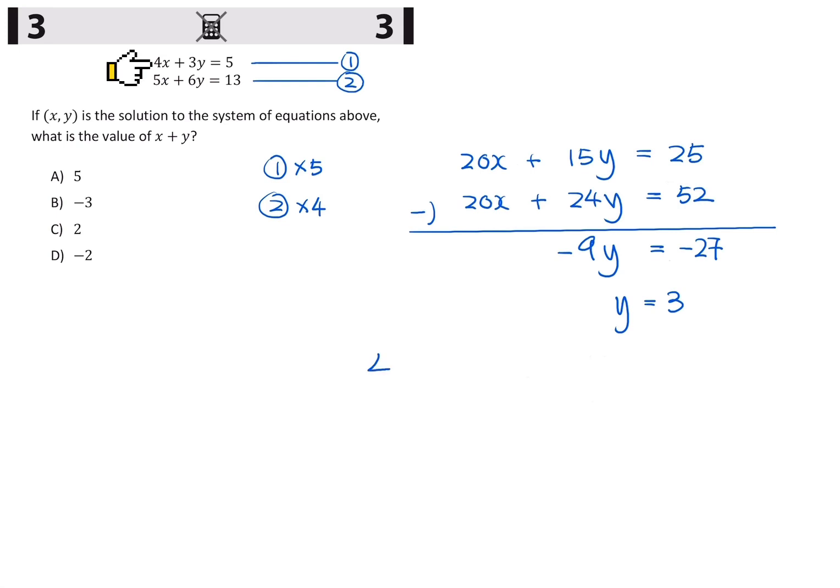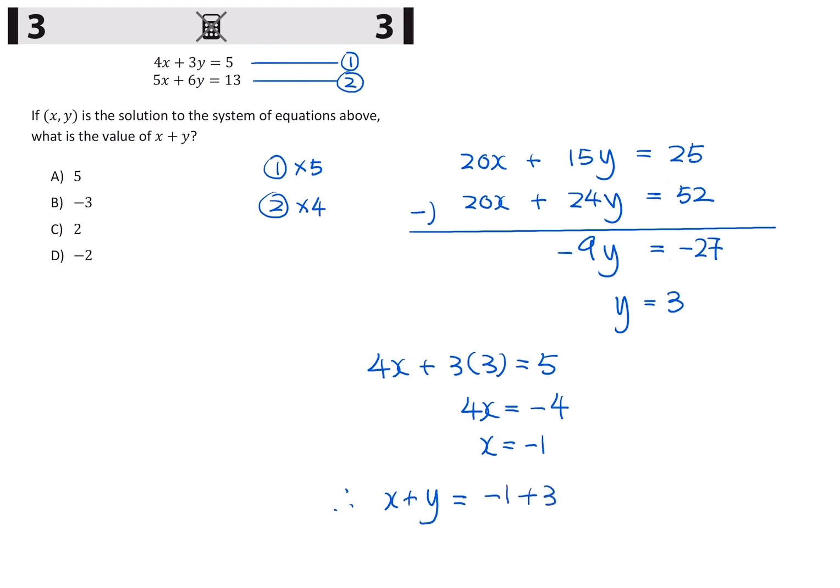Now we can put the information y equals 3 back into the first equation. So we have 4 times x plus 3 times 3 equals 5. Moving 9 to the other side, we have 4x equals negative 4. Therefore, x equals minus 1. And of course, the answer is the same. x plus y equals minus 1 plus 3, which is 2 again.